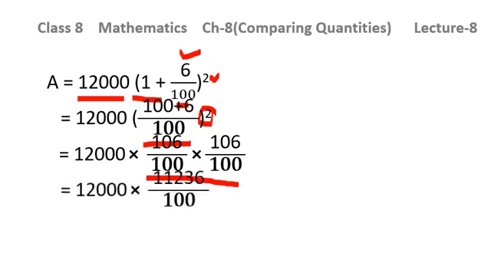So after multiplication of 106 into 106, you will be getting 11,236. This is what you will get after multiplication of 106 and 106, that is 106 square will be 11,236. Then after solving, you will be getting the amount as 13,483.20. This is your amount, but we need to calculate the compound interest.